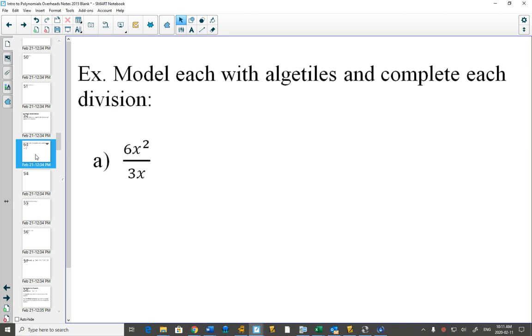So when dividing a monomial by a monomial, you look at the numbers first. If I just looked at the numbers, can you see that I have 6 on the top and 3 on the bottom? If you had 6 divided by 3, what would you get? 2. So the first thing we're going to do is look at the numbers and say, I know that 6 divided by 3 is 2.